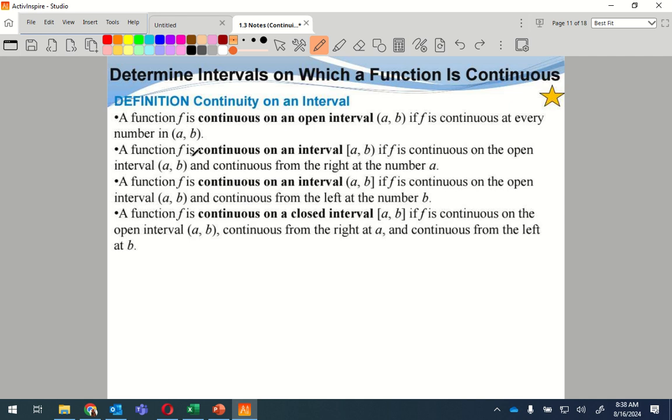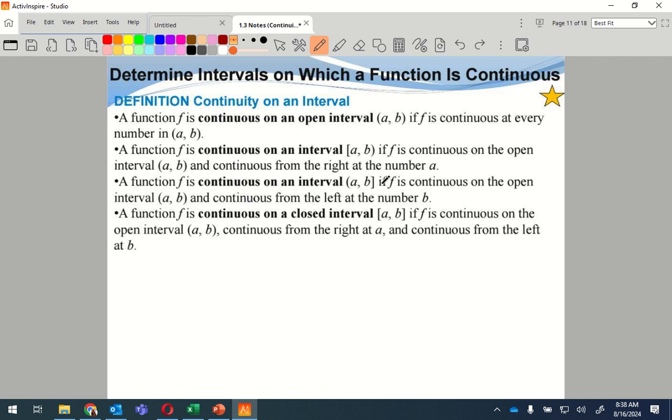A function is continuous on an interval, I'm sorry, continuous on the interval [a, b] if it's continuous on the open interval (a, b) and continuous from the right at the number a. So this is the right side here, so this is closed. So this is important about the interval from here to here. It's got to be equal to on this side.